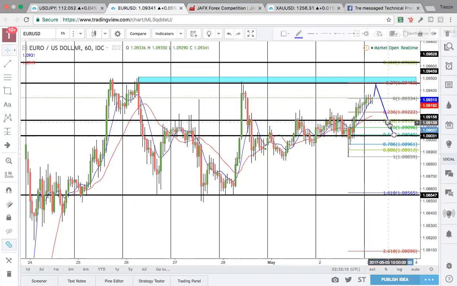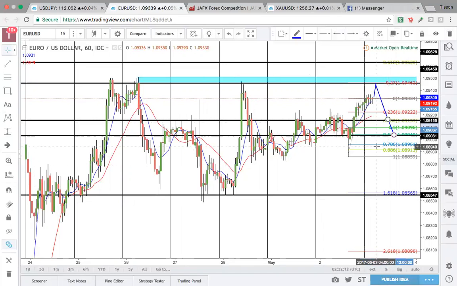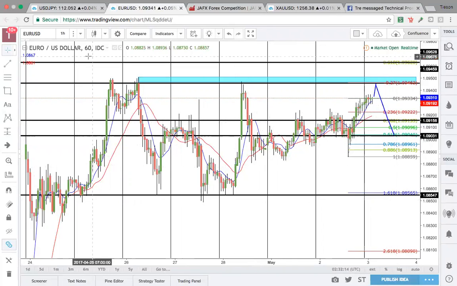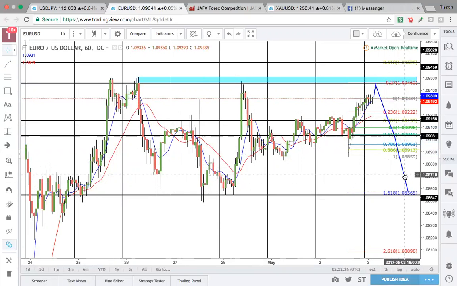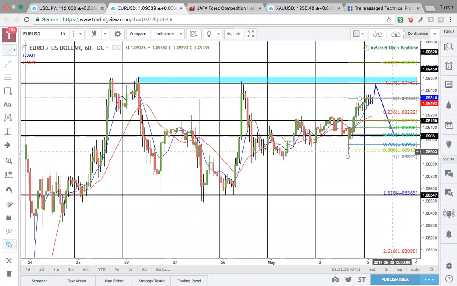If it happens to break this, I'm looking for a test of the 61.8 like it did a couple of nights ago. And let's say it just wants to break that 61.8, then we're going to be looking at 88.6. And if it breaks the 88.6, we're looking at a 161.8, which is all the way down there. So with the high risk news tomorrow, it's very possible that it could get all the way down there, which is about a 70 pip drop or so.